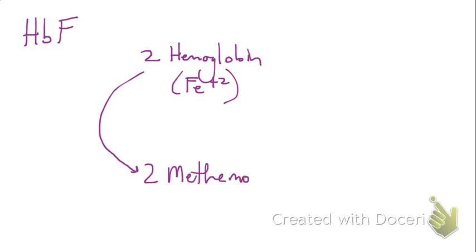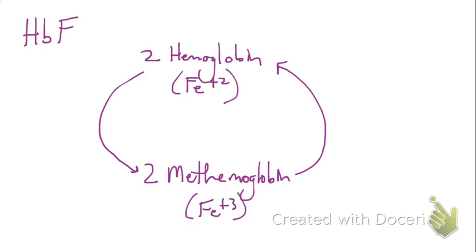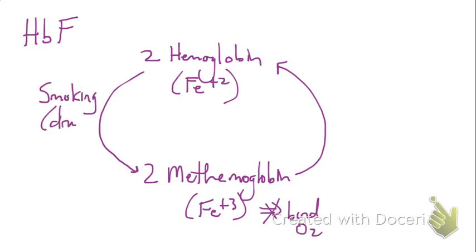Methemoglobin is then oxidized to Fe plus 3. And we know Fe plus 3 cannot bind oxygen, and it can't do any function. Well, how does our normal hemoglobin turn into methemoglobin? One of the ways is through smoking or various other drugs, as well as endogenous oxidants. So things like chemicals, smog, anything else that might come from the exterior that is really good at oxidizing our hemoglobin.